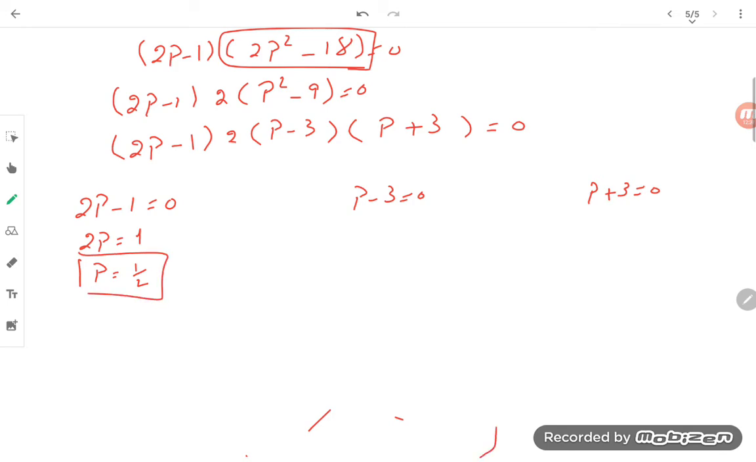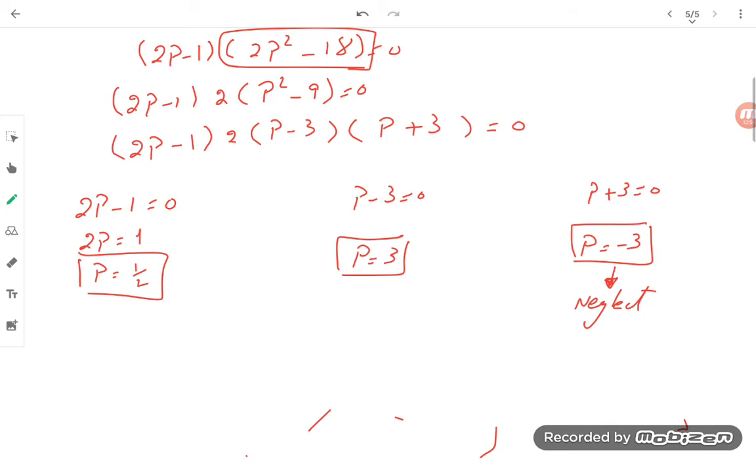With respect to the second answer, it will be b equals 3. So this is answer number 2. With respect to the third one, it's b equals negative 3. And as this is a price for a commodity, it will never be negative, so we are going to neglect this one. So the price can be half or 3.